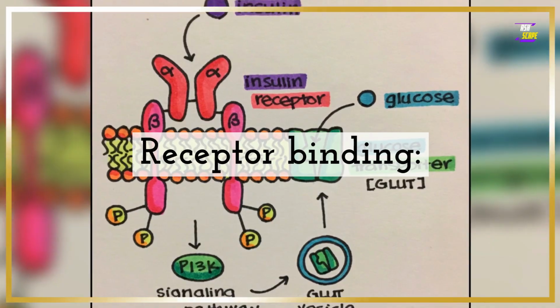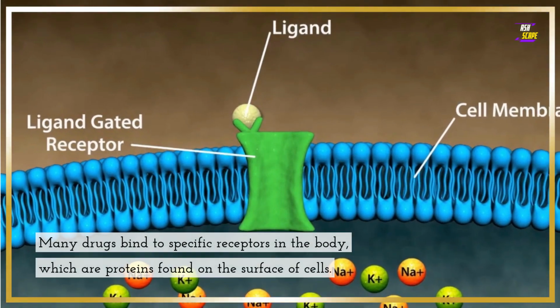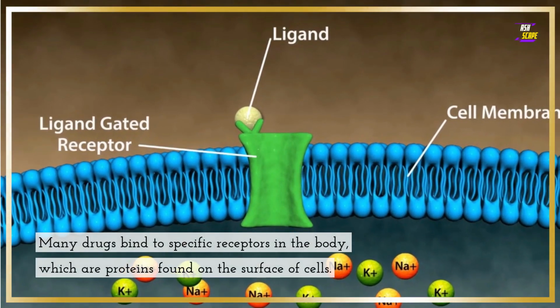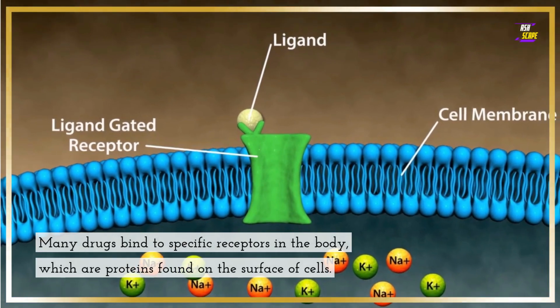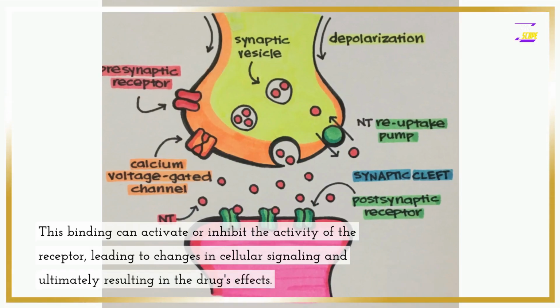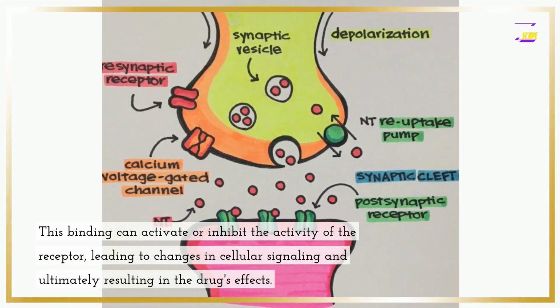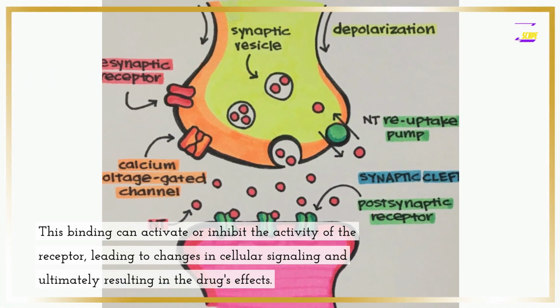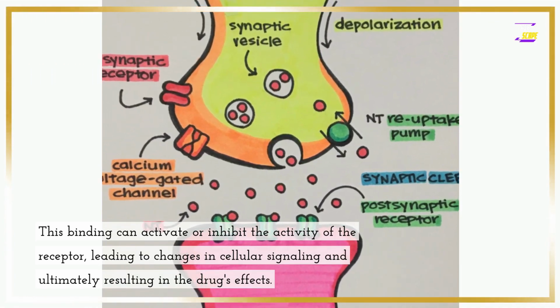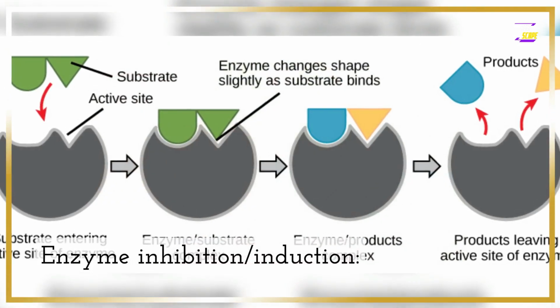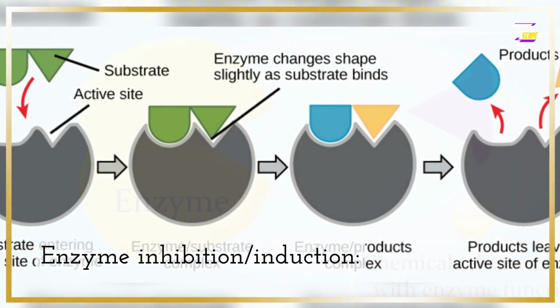Receptor binding. Many drugs bind to specific receptors in the body, which are proteins found on the surface of cells. This binding can activate or inhibit the activity of the receptor, leading to changes in cellular signaling and ultimately resulting in the drug's effects. Enzyme inhibition/induction.